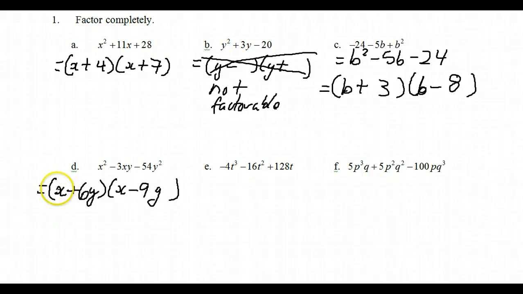Let's FOIL it out to check. Just do this mentally. x squared minus 9xy plus 6xy is negative 3xy minus 54y squared.